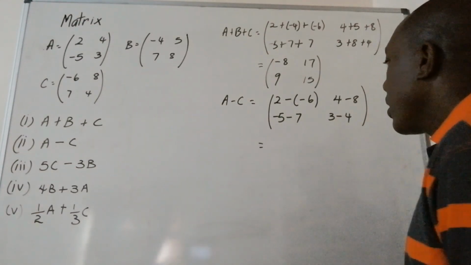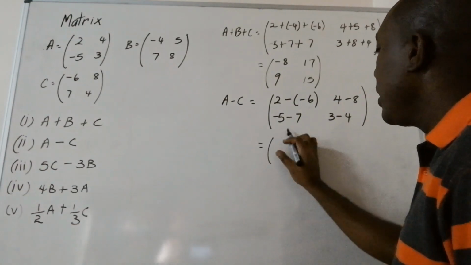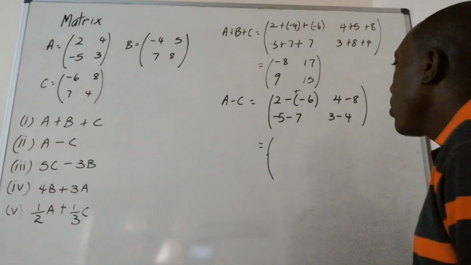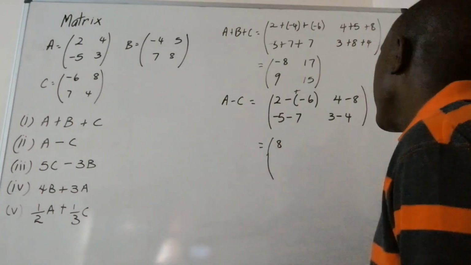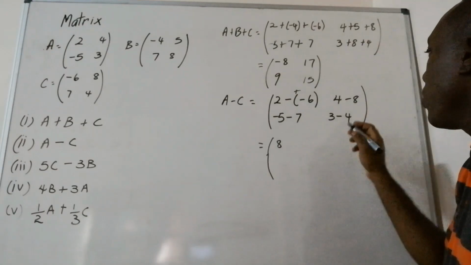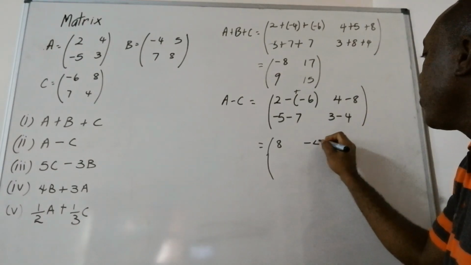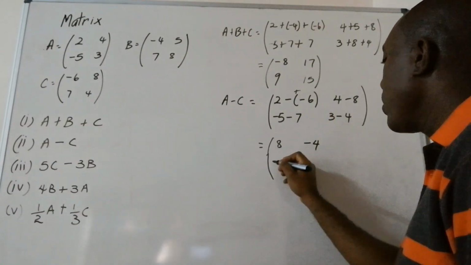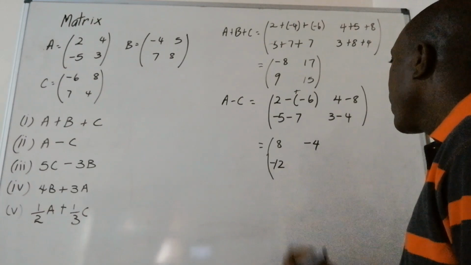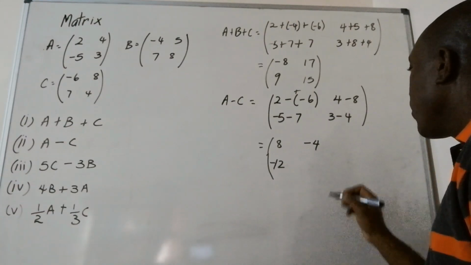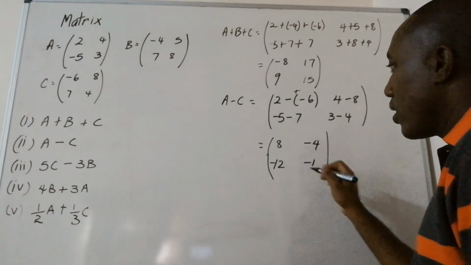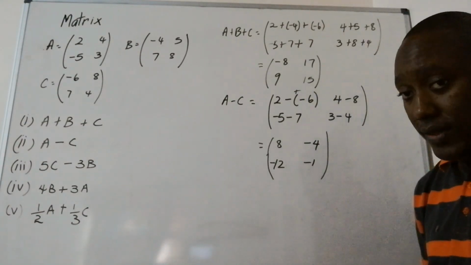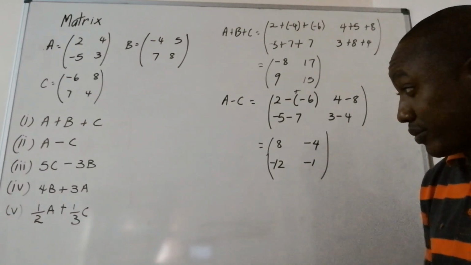Which will give us 2 take negative 6. This will become a positive, so we have 2 plus 6, which will give us 8. 4 take 8 will give us negative 4. Negative 5 take 7: two signs are the same, so we add, minus 12. Negative 3 take 4 will give us minus 7. So A take C, here we have that. Subtract the numbers in similar positions.